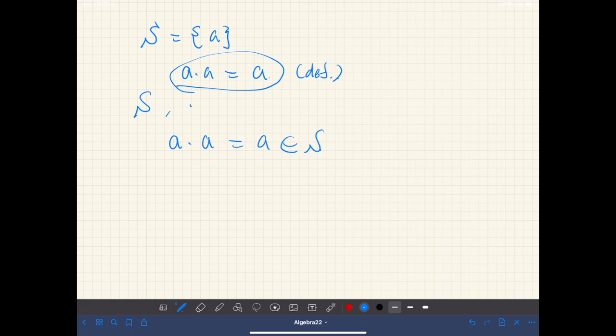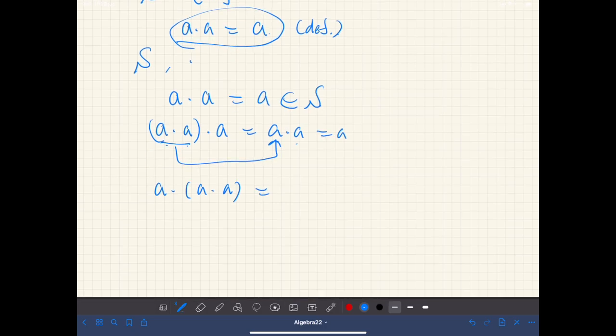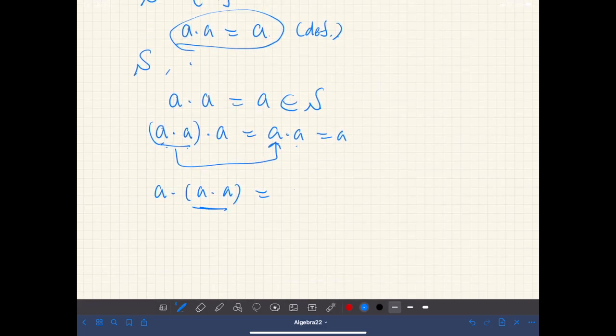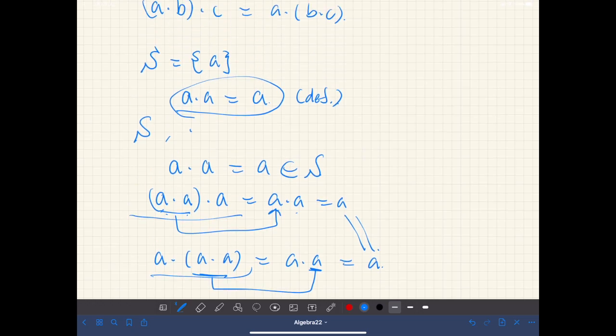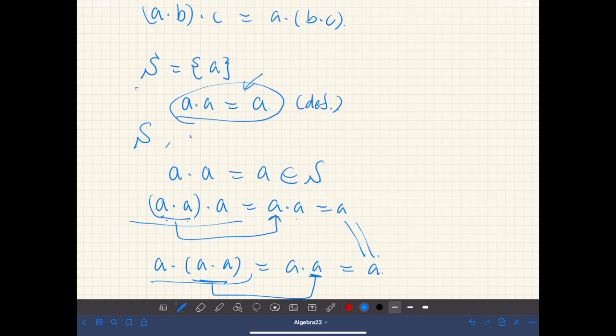So S is closed under this operation. And of course, a times a times a is associative, because by definition a times a is a, so this part becomes a, and a times a is a. We can also calculate it in a different order: first we calculate this other part, and we get a, and a times a is a. So these are equal. Associativity also holds. Therefore, this set together with this binary operation is a semigroup.